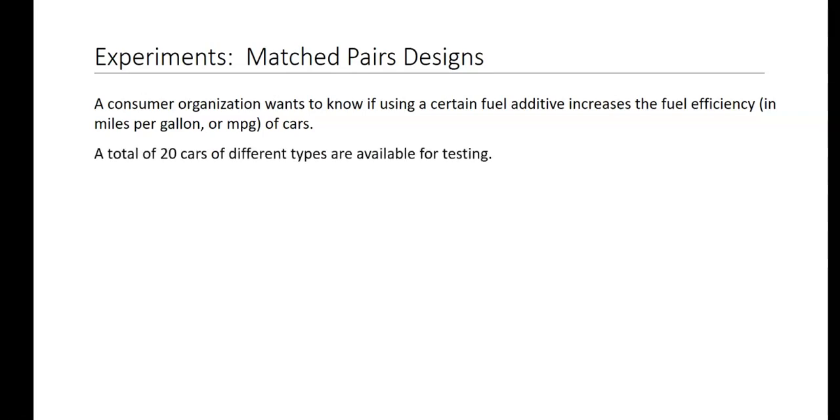So they have a total of 20 different cars available for testing. Could you do a matched pairs design? So these are just 20 random cars. I don't know how to pair them in any kind of similar way. So I don't think we can do it that way, but maybe we could pair with themselves. So maybe you could do a tank of gas where you don't have the additive, see how many miles it goes. And then you have a tank of gas with the additive and see how many miles it goes with the additive.